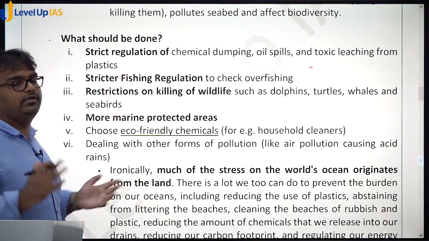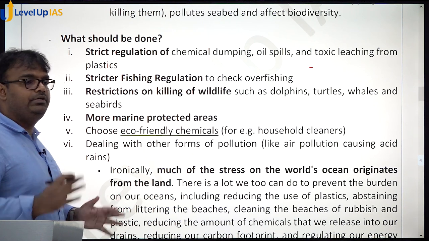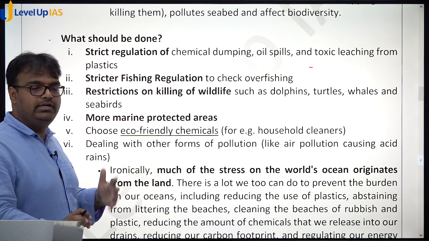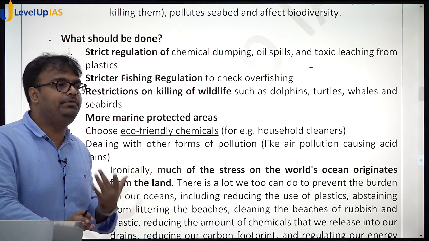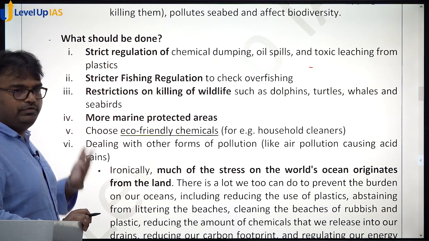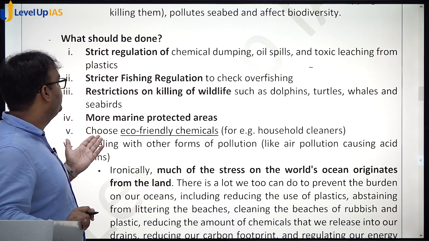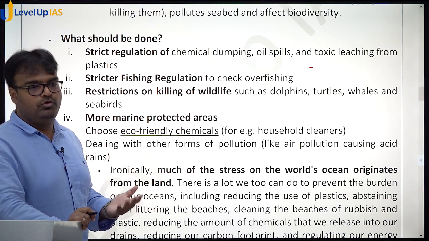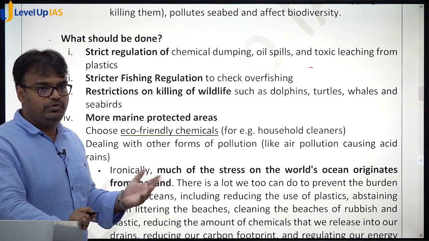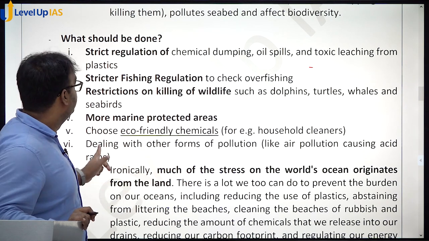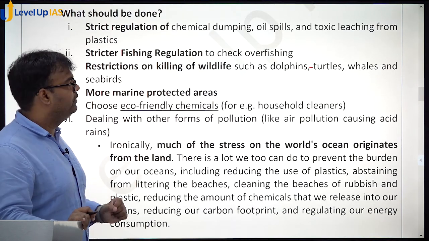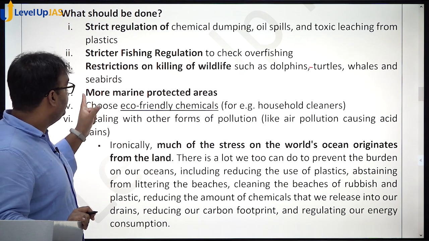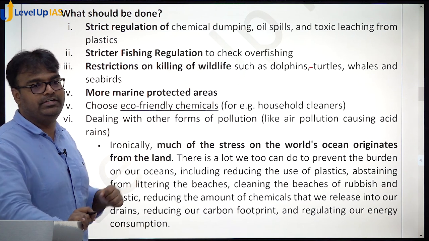So what should be done to deal with marine pollution? Regulation: chemical industries and others should not be allowed to release their waste into the rivers, which will eventually get into the ocean. Stricter fishing regulation: overexploitation will not be sustainable and will impact our food security in future. Restrictions on killing of wildlife like dolphins, turtles, etc. But more importantly, establishing more marine protected areas.